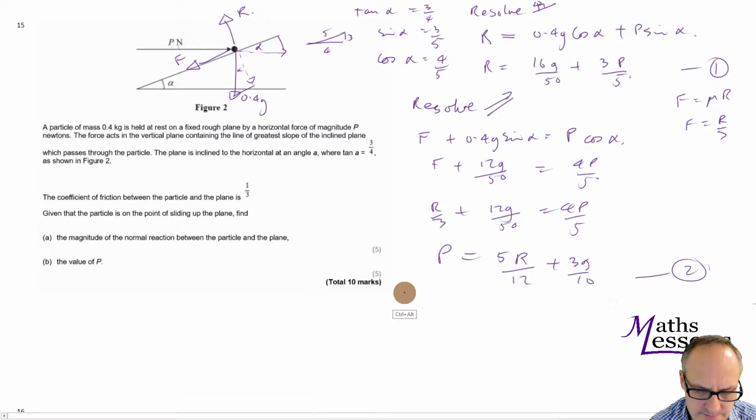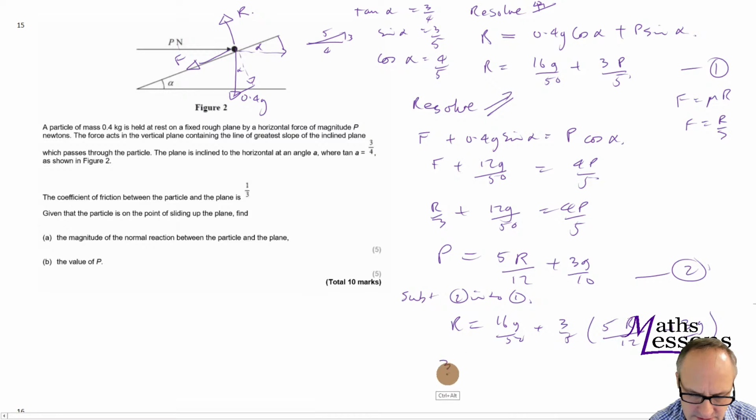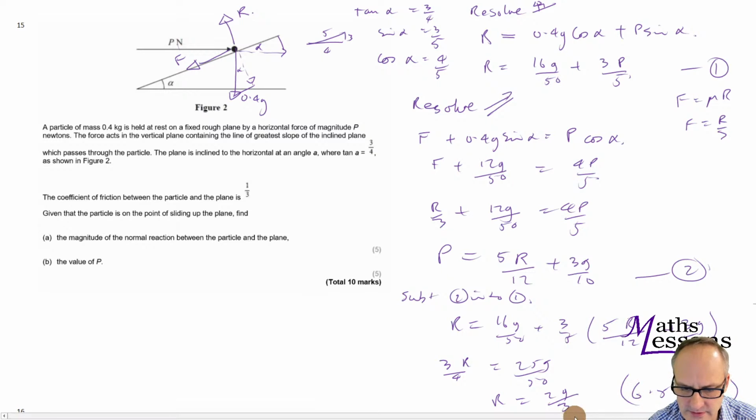Now I've got my equation 1 up here, and I've got my equation 2 here. So I'm going to substitute equation 2 into equation 1. So I will get R is equal to 16g over 50 plus 3/5 of all of this. Okay, and we can simplify that out. I multiply out the brackets. I'm going to write 3/4 R equals 25g over 50. And so I get R is equal to 2g over 3, 2/3 g, or 6.5 to 2SF. Okay, that gives us R.